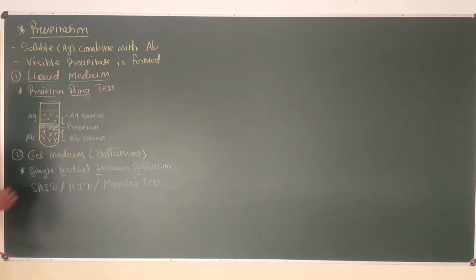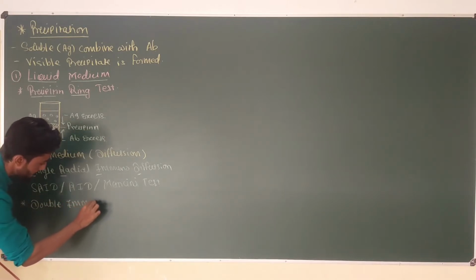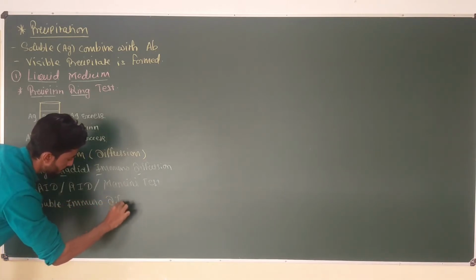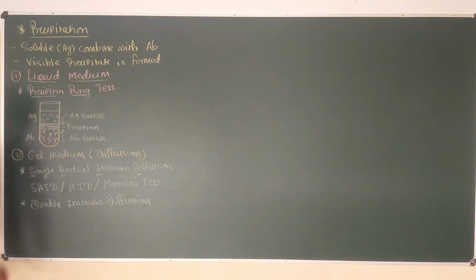And the next type of gel medium precipitation is double immunodiffusion. And the third type is immunoelectrophoresis.